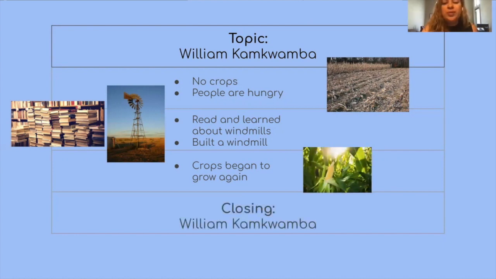And when we close, we need to bring it all together and say what William was able to do, right? In the end, William was able to create windmills which helped pump water, and this water helped crops grow again, which meant that people were going to be able to eat again. So that is our outline for today.